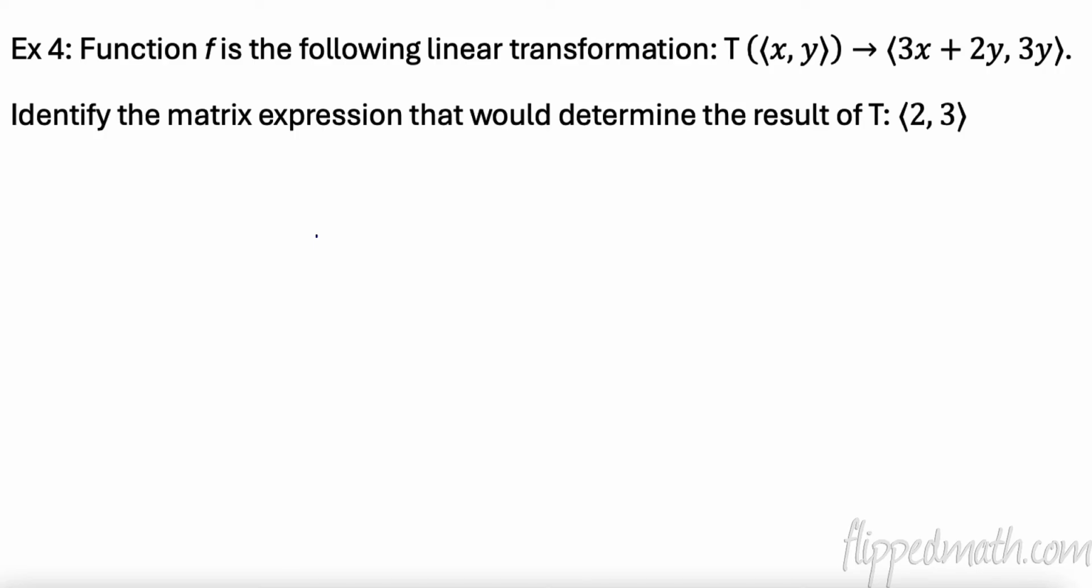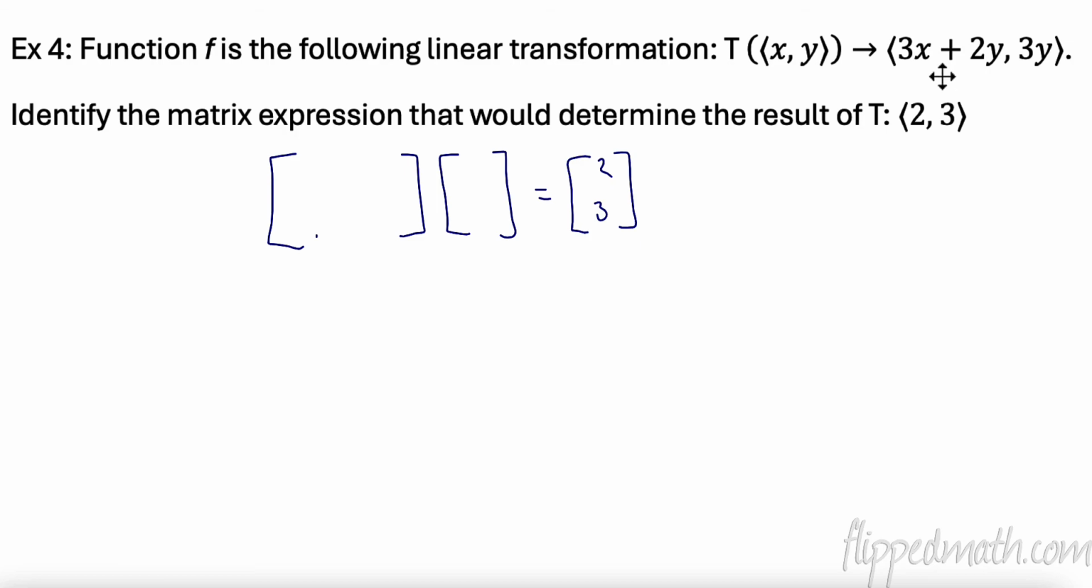All right, let's take a look here. So we have function f is the following linear transformation. So we're going to take some coordinates and we're going to transform it with a 3 times our x plus 2 times our y. And then our second transformation is 3 times our y. And it's going to result in a vector of 2, 3. So in other words, we're going to take a matrix. We're going to multiply it by another matrix. And the result we know should be the matrix 2, 3, which represents the vector 2, 3.